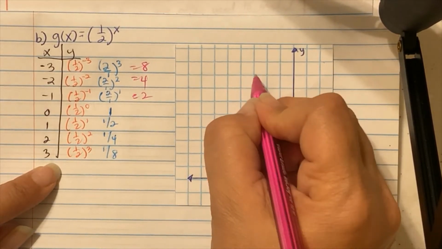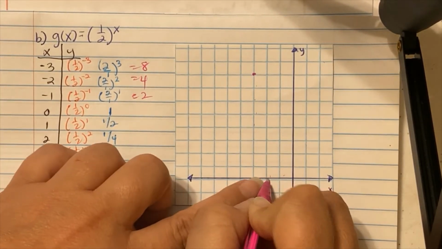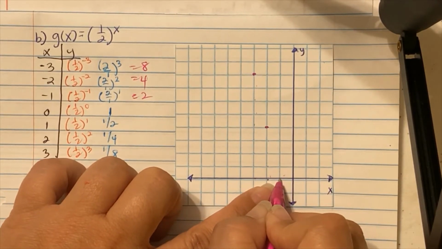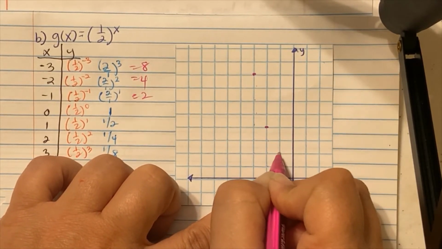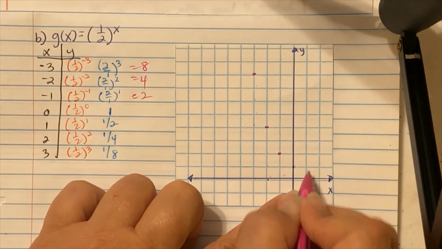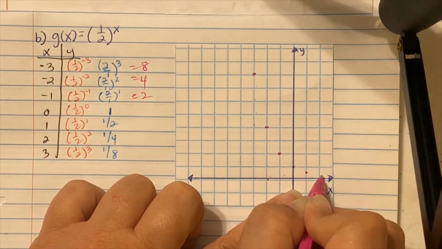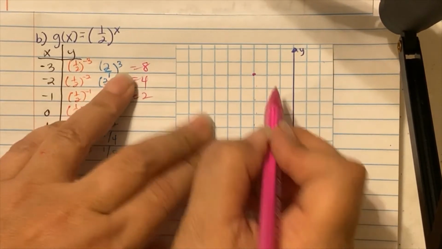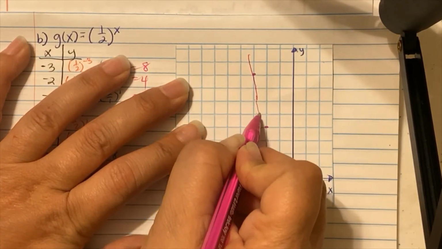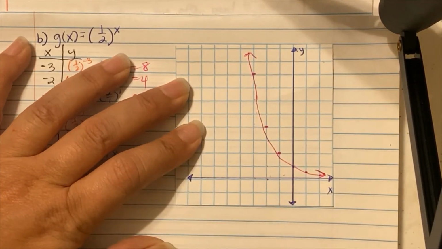So we have a dot up here. When x is -2, we're at 4. When x is -1, we're at 2. When x is 0, we're at 1. When x is 1, we're at a halfway point. Then a quarter point. And so forth. So we are decreasing. We are exponential decay.